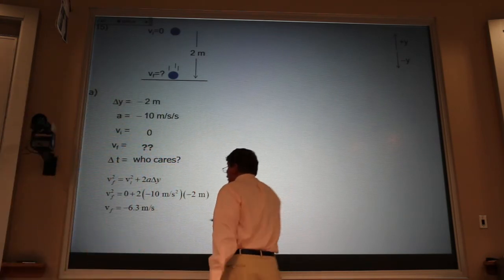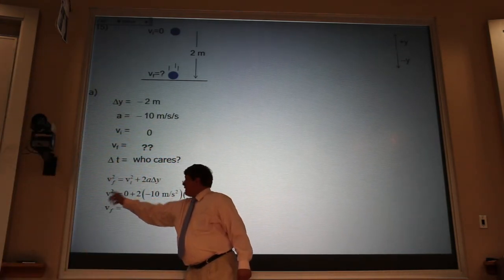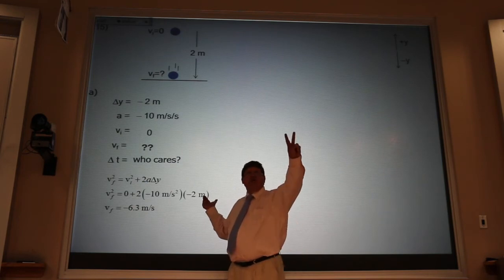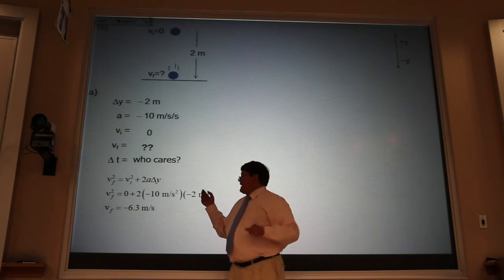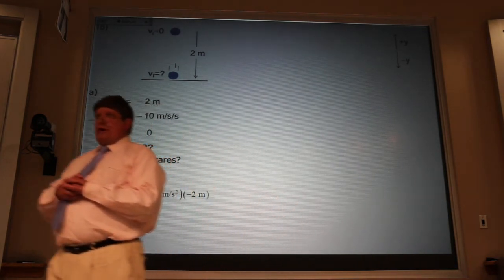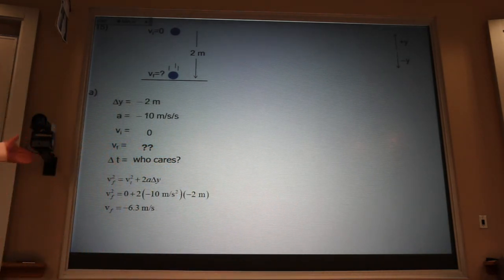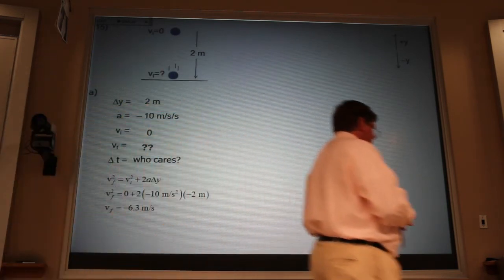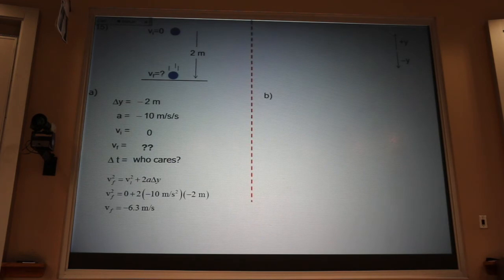Now, when I take the square root of this positive number, there are two solutions. Either positive 6.3 meters per second or negative 6.3 meters per second. I chose the negative because the ball is still traveling downward right before it hits the floor. That minus sign, again, is important. In part B of this problem, we let the ball bounce and it rises up 1.5 meters.